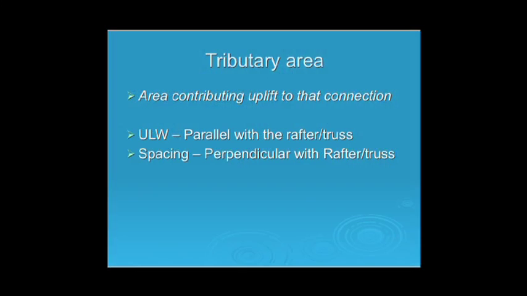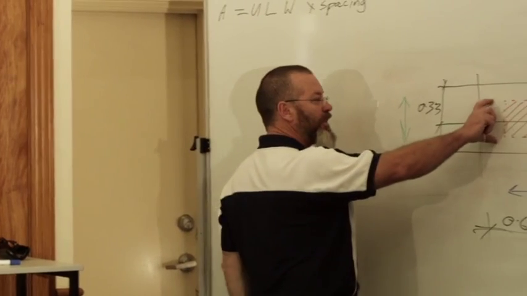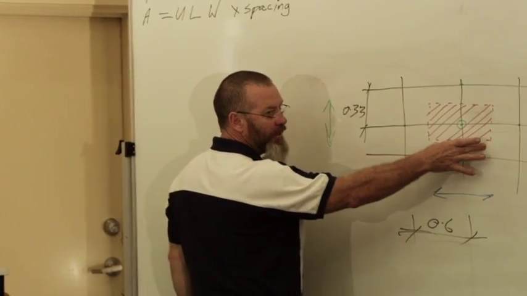Okay? So there are 2 rules that you need to understand. ULW is parallel with the rafters. Spacing is perpendicular or at 90 degrees. These are golden rules. Force equals pressure times area. Area equals ULW times spacing. So it's that dimension there times that dimension there.